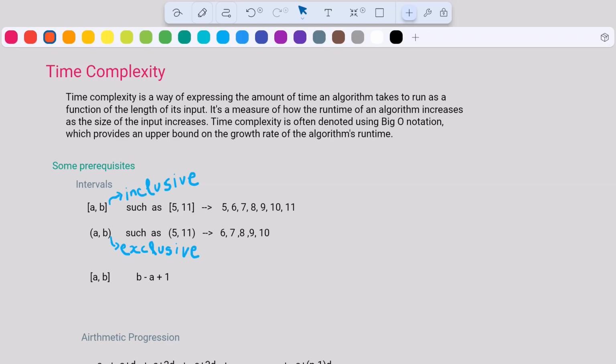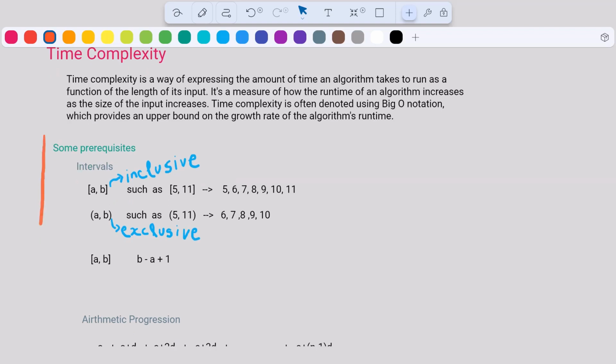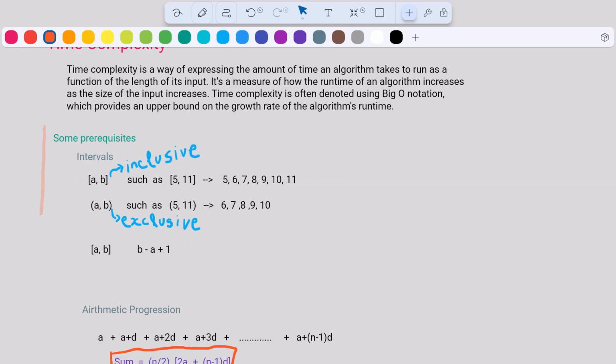There are some prerequisites which you should know, such as intervals. Over here, the square bracket written with a and b means it will include all the numbers between a and b, and also the numbers a and b. This is inclusive. For example, if 5 and 11 are written in square brackets, all the numbers from 5 to 11 will be included.